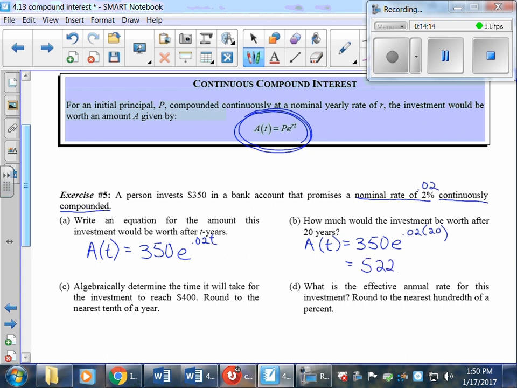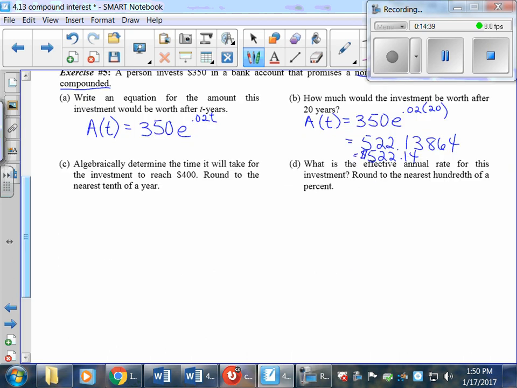522.13864, and of course we're talking money here, so it's going to be $522.14. I think that was straightforward enough. So let's slide down to C now. Algebraically determine the time it would take for an investment to reach $400.